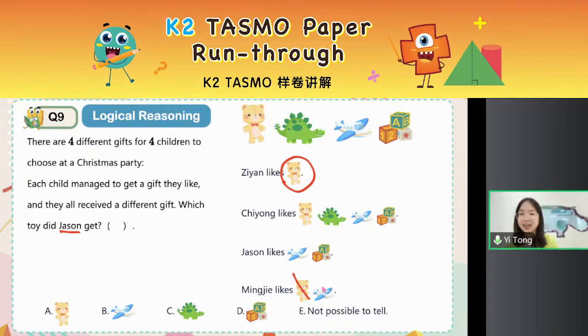And what should Mingjie get? We give him the... Now, who also likes the plane plus another toy? It's Jason, right? So we can cross the plane because it's given out already. And we have the blocks. Which one is our final answer? Yes. So D. Okay.